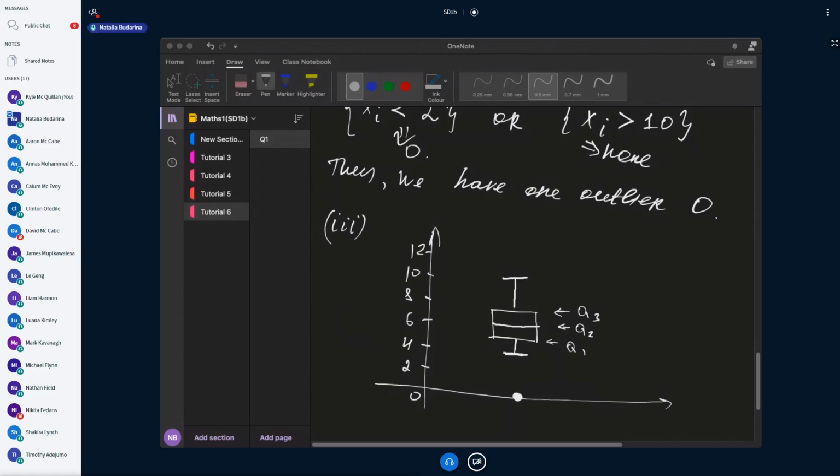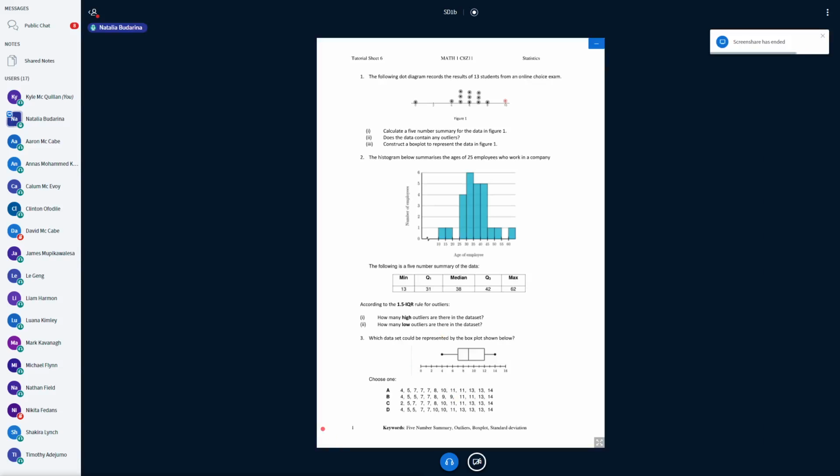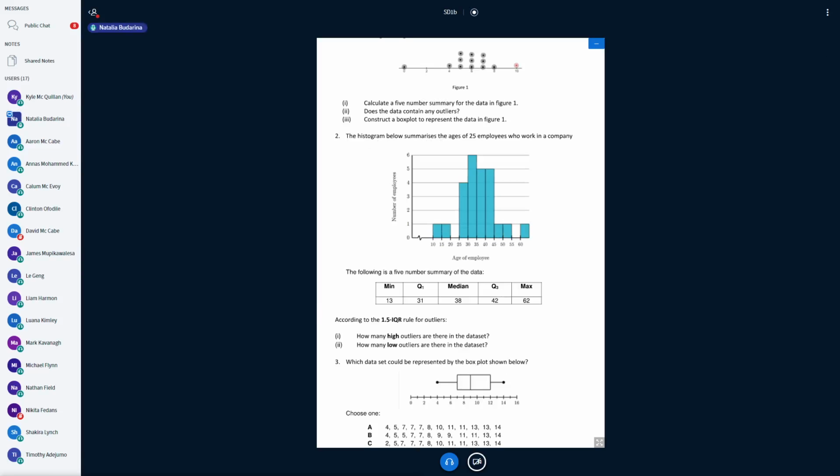Any questions? In this case, now we move on to the second question. Please look for the second question. Look for this histogram. For this histogram, we have this 5 number summary in the following table.